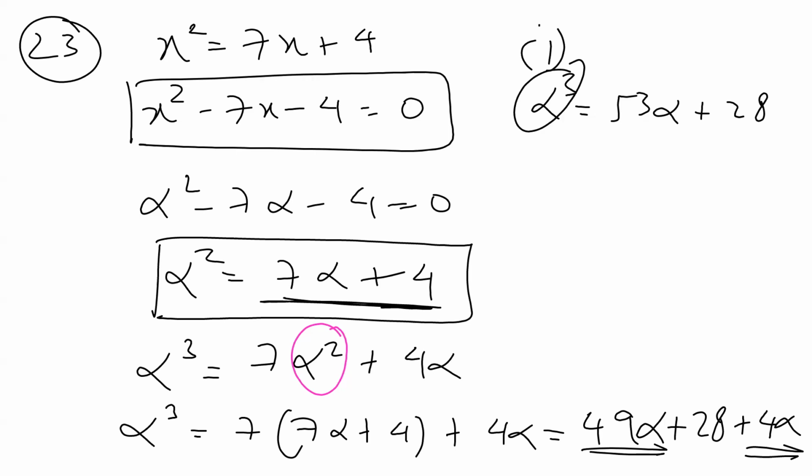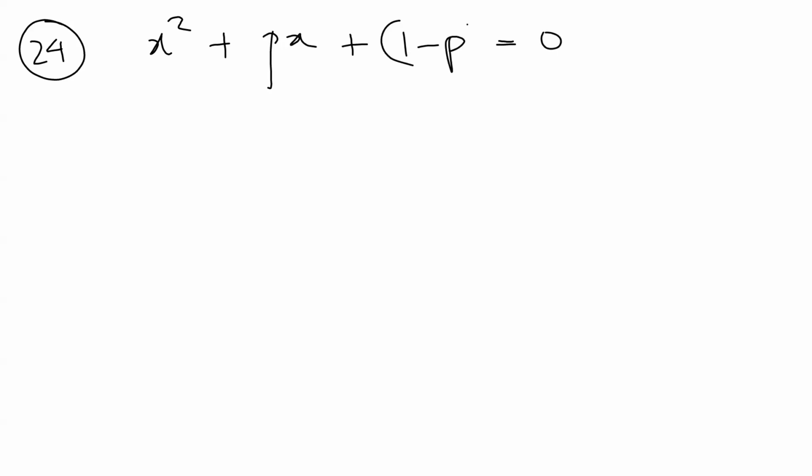Question number 24. So x² + px + 1 − p = 0. Now 1 minus p is one of the roots of this equation. So put x as 1 minus p. Since 1 minus p is one of the roots, we have the full liberty of putting x as 1 minus p. So put x as 1 minus p.